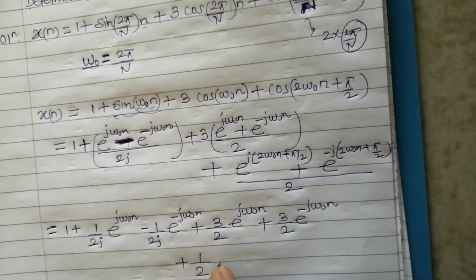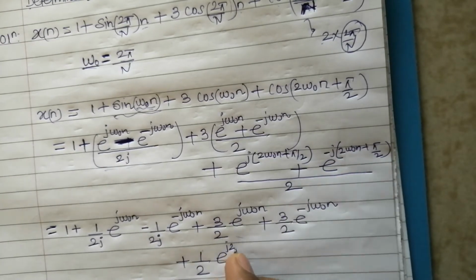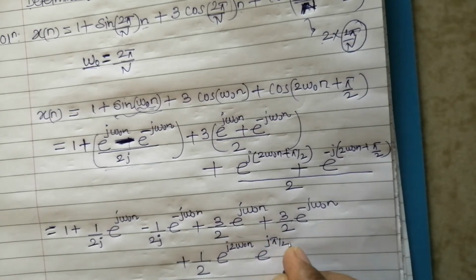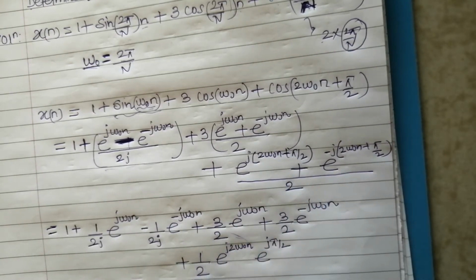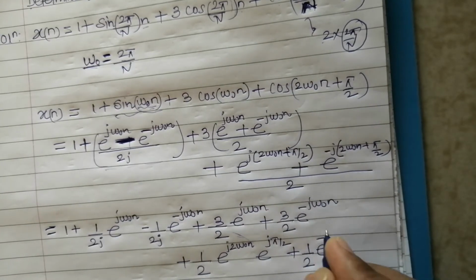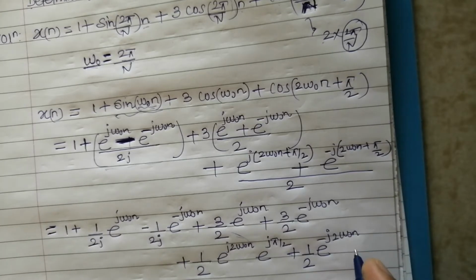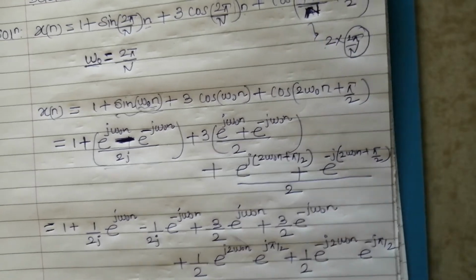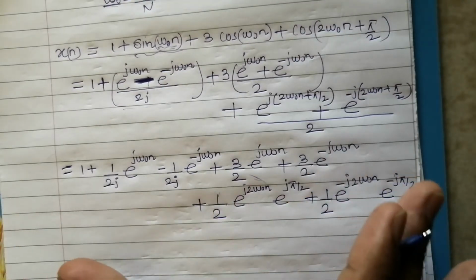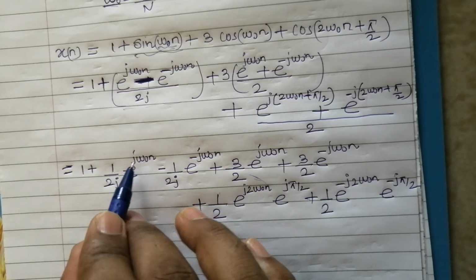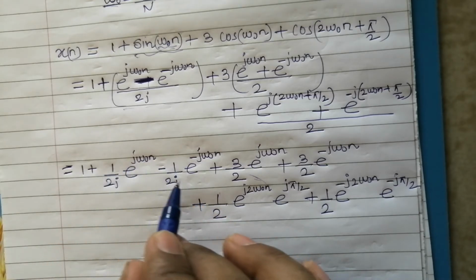So you can write here 1 by 2 e raised to power j 2 omega naught n into e raised to power j pi by 2. So the first term is now this one, plus 1 by 2 e raised to power minus j 2 omega naught n e raised to power minus j pi by 2. So this way we have opened the bracket. Now let us see whether further simplification is required or not. See, here it is okay, again it is okay.